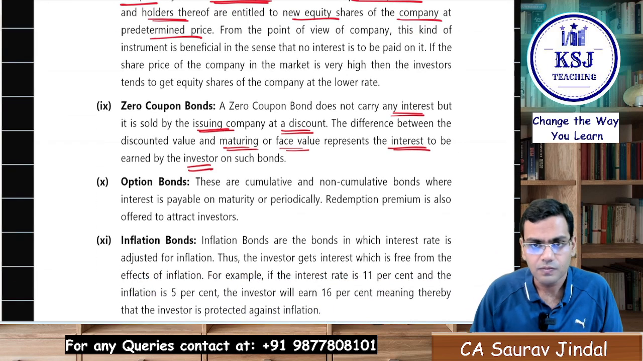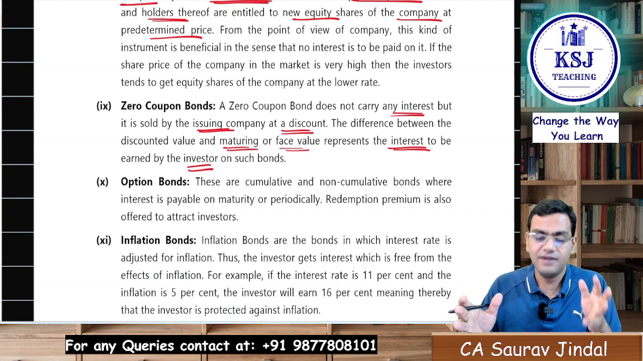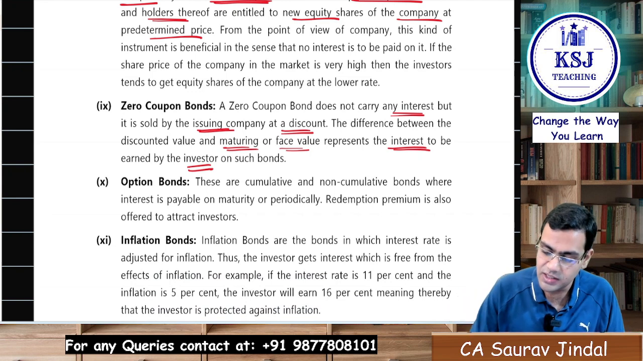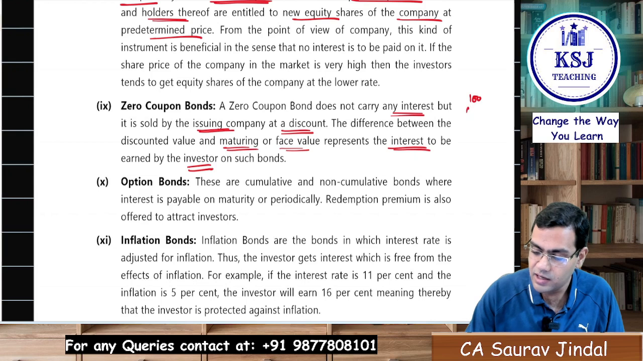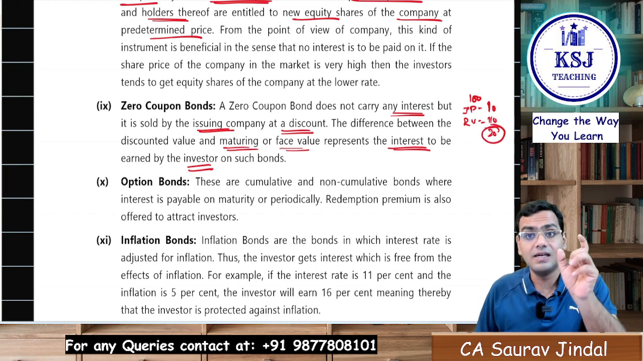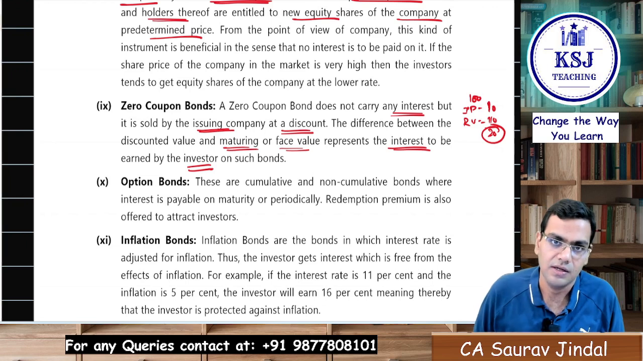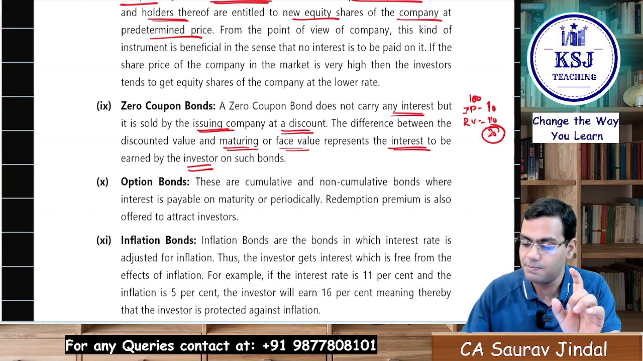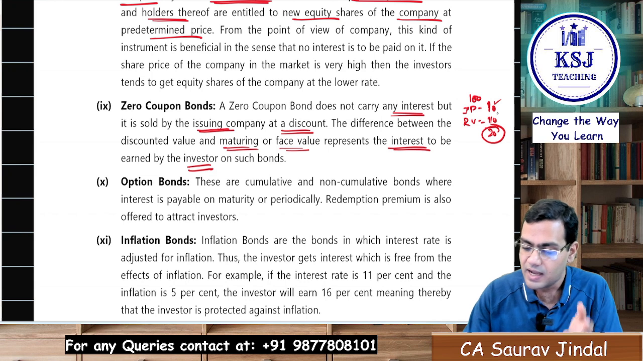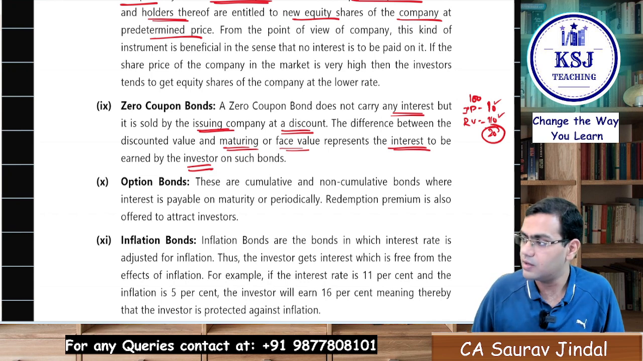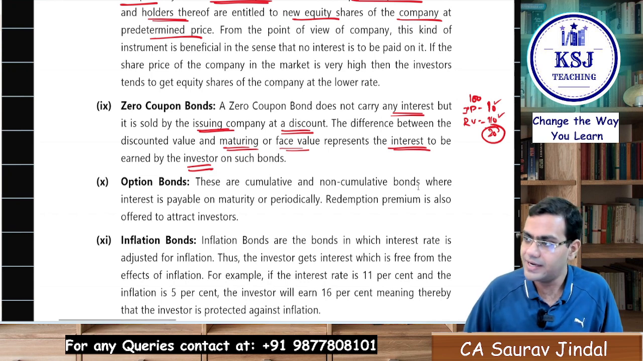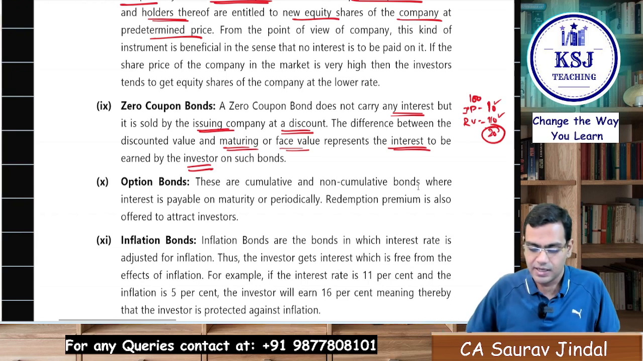Whatever is the difference between the discounted value, let's say the debenture is for 100 rupees, and you have issued it for 90 rupees and the redemption value is 110. So this 20 rupees is the interest that is earned by the investor. That is the benefit he is getting. He paid 90 rupees for the debenture, and at the time of redemption he is getting 110, right? So this is the benefit that he is getting.